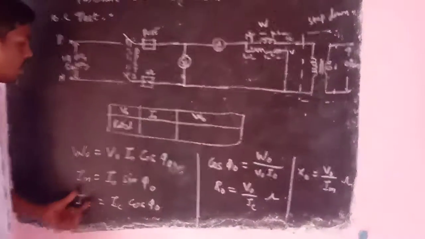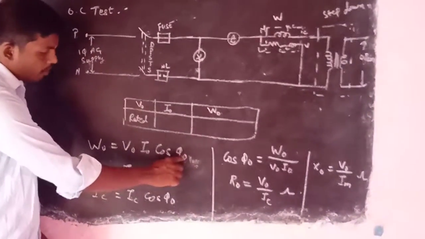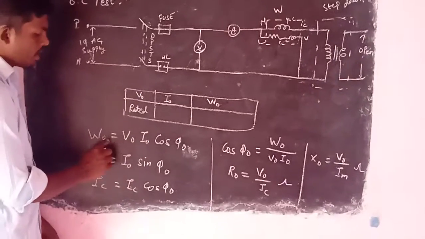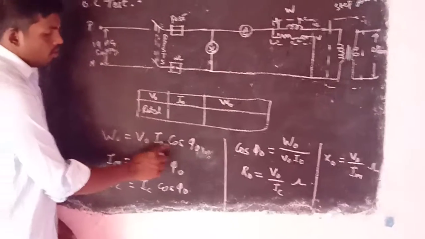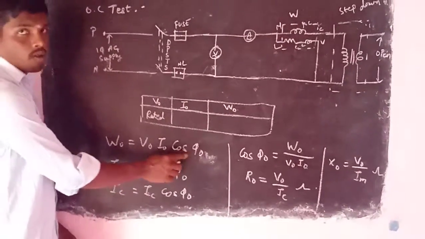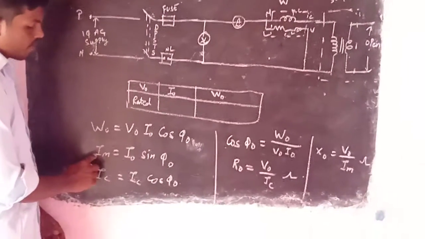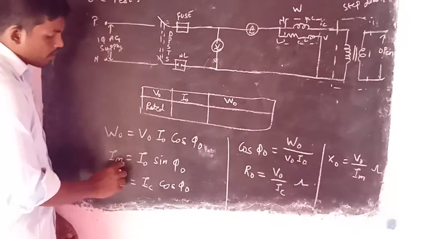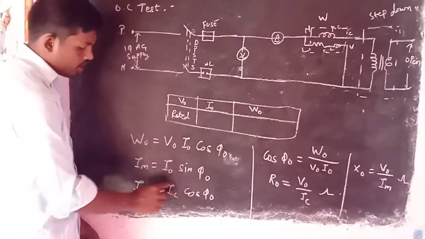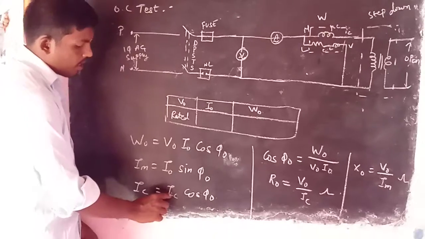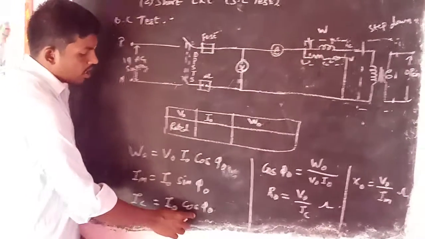These are the general equations. W0 is equal to V0 into I0 into cos phi naught, where W0 is the wattmeter reading in no load, V0 is the voltage in no load, I0 is the current in no load, and cos phi naught is the power factor in no load. First find the magnetizing current: I maximum is equal to I0 into sin phi naught. Then IC is equal to I0 into cos phi naught.